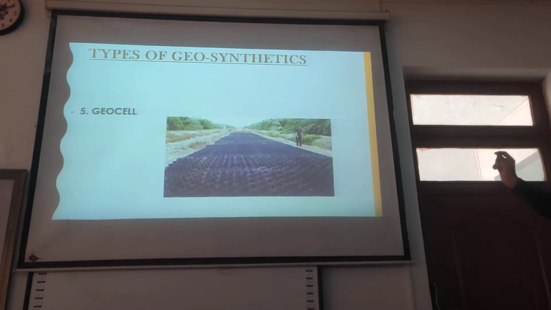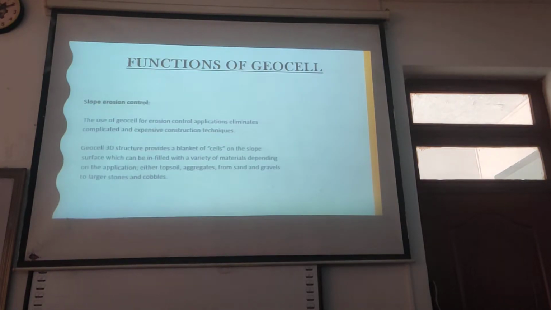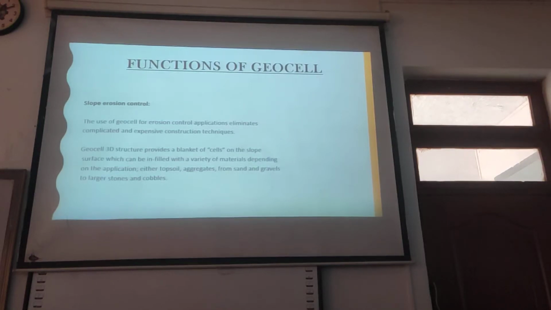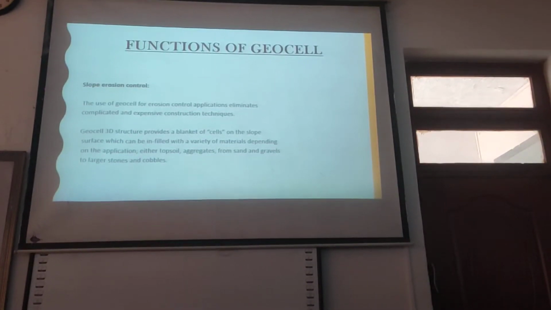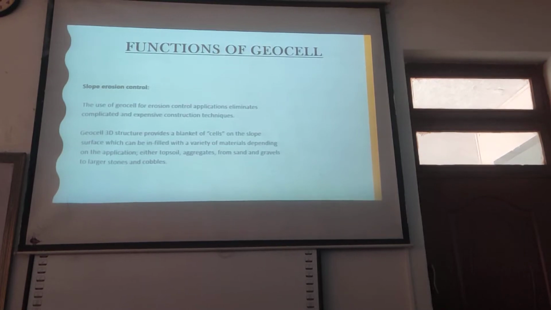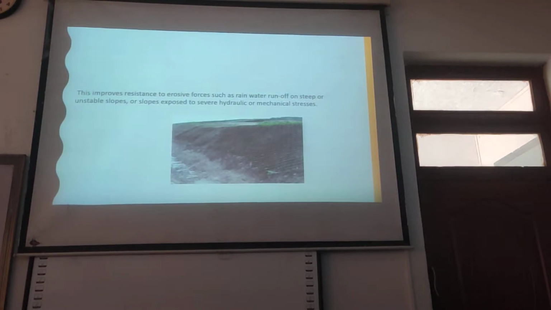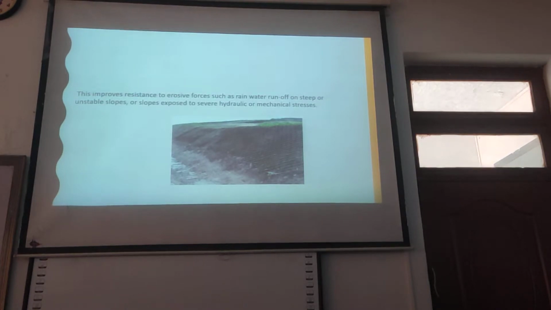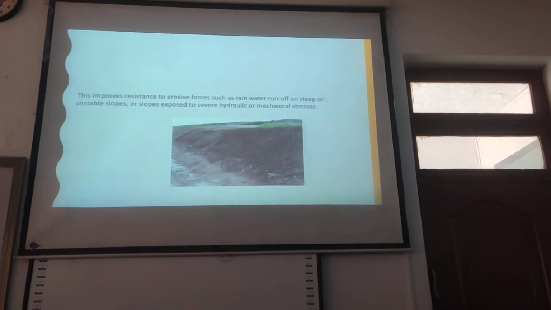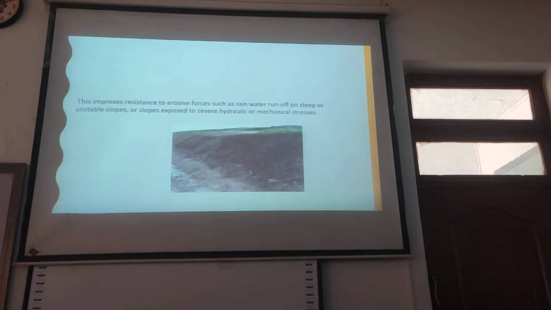And the fifth type is geocell. You can have a clear picture of the geocell in this slide. Now, geocell actually provides us a blanket of cells on the slope surface which can either be filled with a variety of materials such as topsoil, aggregates, sands and gravels, or even a large number of cobbles. Their basic purpose is soil erosion control, and they provide a very good solution to the expensive construction techniques which are needed in a country like Pakistan, which is undergoing a great economic crisis. These improve resistance to erosive forces such as rainwater runoff on steep or unstable slopes or slopes exposed to severe hydraulic or mechanical stresses, such as the areas subjected to heavy machinery or some sort of hydraulic structures.